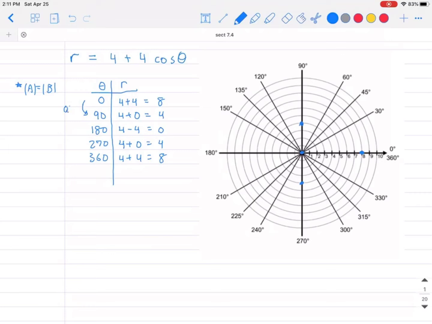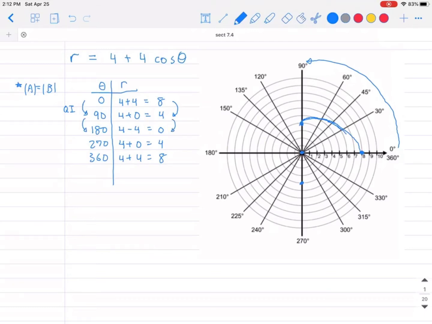So let's identify what's happening in each quadrant. For the first part, from 0 to 90, that is quadrant 1. You'll notice you go from a radius of 8 to a radius of 4. So as the angle rotates from 0 towards 90 degrees, your radius decreases from 8 to 4. In terms of how that looks, it's going to curve inward like this. You can see it decrease and decrease and decrease.